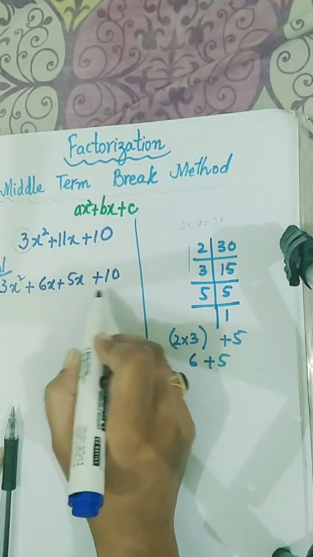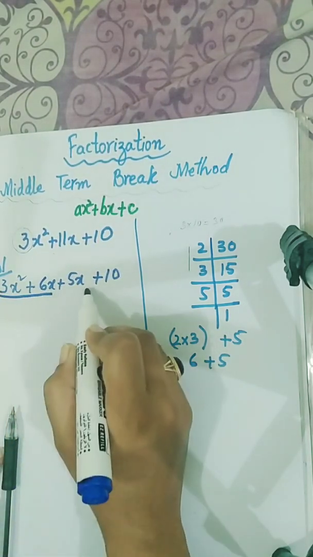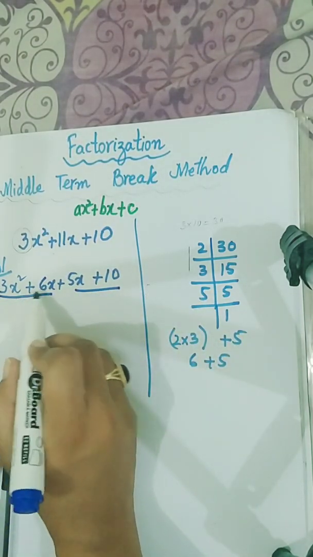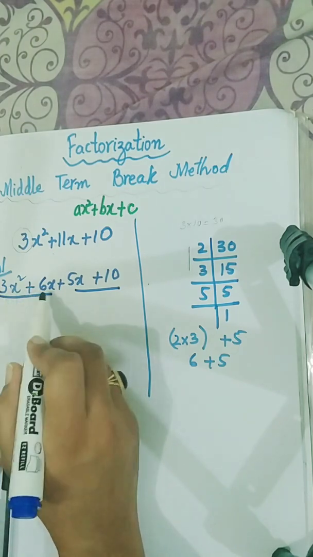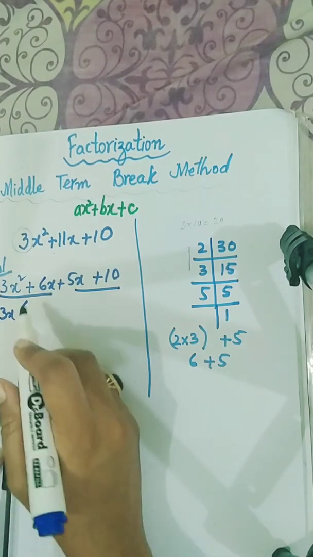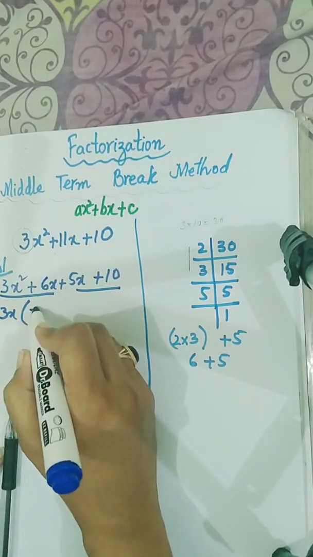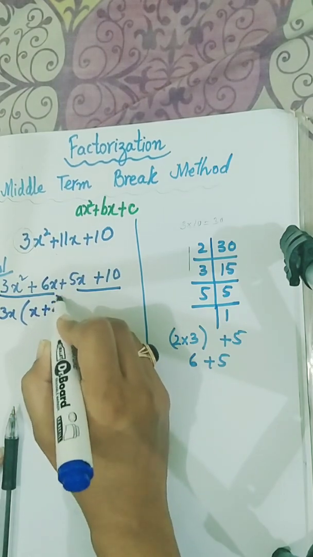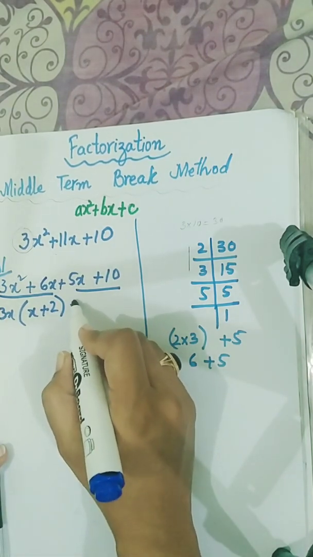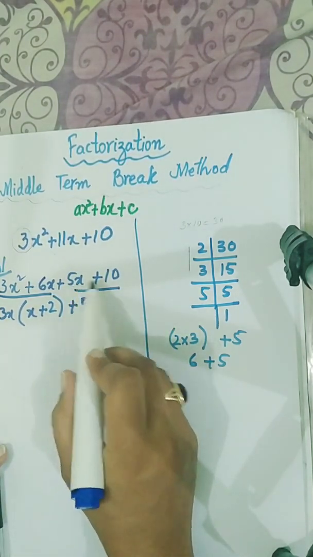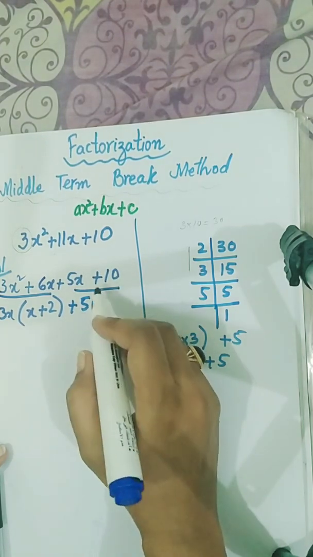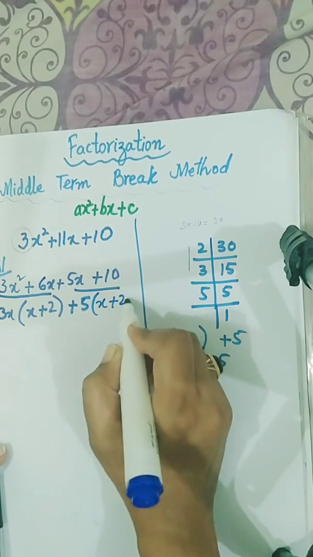Now we have 4 terms, so we can use the grouping method by taking common from 2 terms each. From the first 2 terms I can take 3x common. What will be left inside the bracket? x plus 2. Yes, exactly. In the next 2 terms, I can take 5 as common, because 10 is also divisible by 5. What is left inside the bracket will be x plus 2.